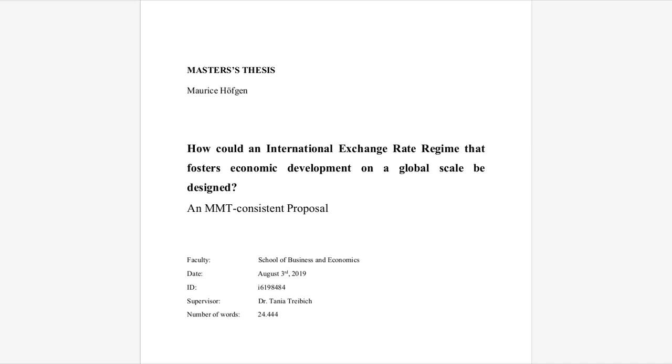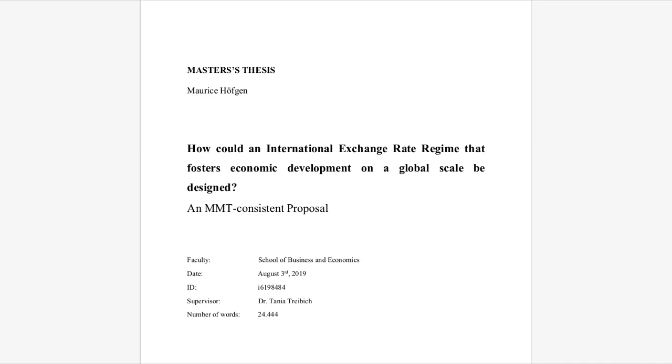Today we're tackling something I know you're super curious about: international exchange rates, and not just how they work, but how we could restructure these systems to really boost global economic development. We're diving deep into a 2019 academic paper by Maurice Höfgen from Maastricht University titled "How Could an International Exchange Rate Regime That Fosters Economic Development on a Global Scale Be Designed?" It's a pretty dense title, but it gets right to the point.